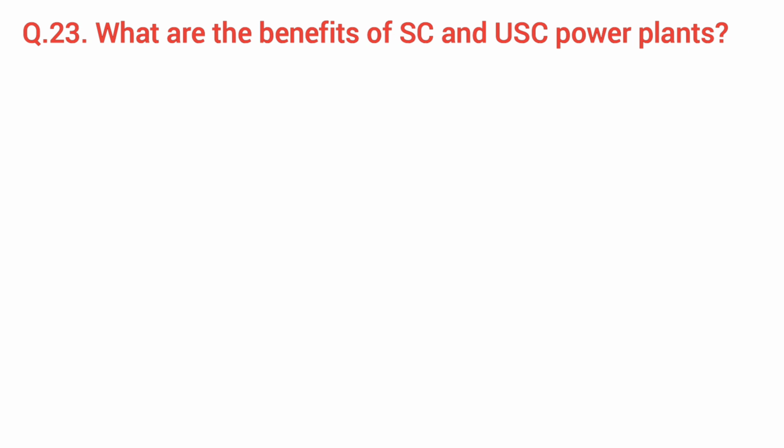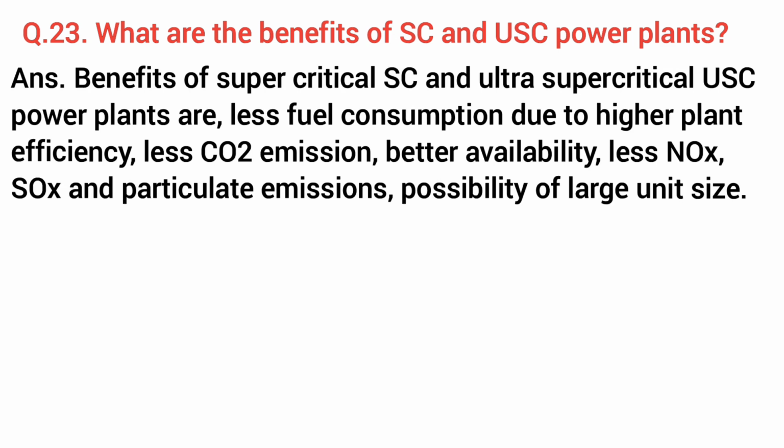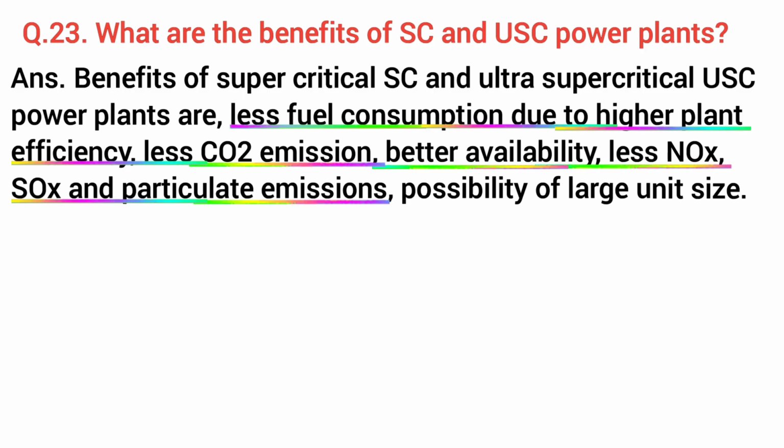What are the benefits of SC and USC power plants? Benefits of supercritical SC and ultra-supercritical USC power plants are less fuel consumption due to higher plant efficiency, less CO2 emission, better availability, less NOx, SOx and particulate emissions, and possibility of large unit size.